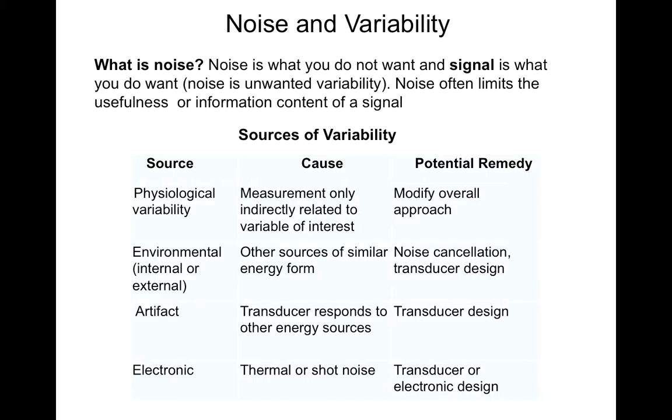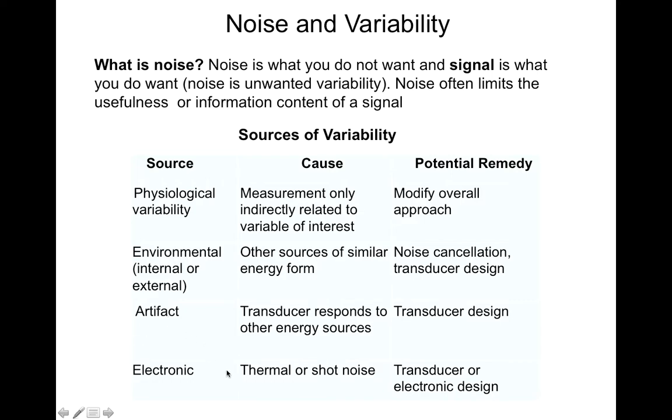An artifact means the transducer responds to other energy sources. The classic one that we use in biomedical signal processing is when you are measuring a brainwave, the eye movements are considered an artifact. And so they show up very clearly on your EEG, but they're very hard to get rid of because they often share a common frequency space. So that would be an example of an artifact in a signal.